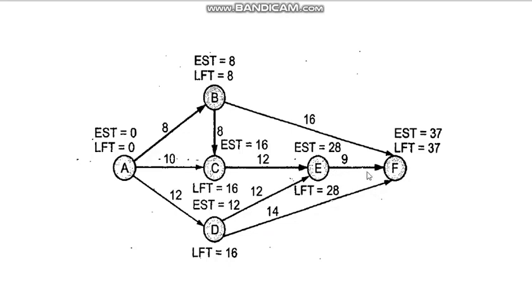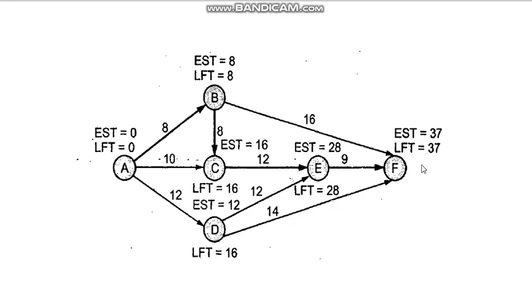But if you are coming through this route E to F, the EST of event E is 28 and the duration of the activity is 9. 28 plus 9 is 37. So 37 is the maximum of the 3 values. So you take the maximum value, that is 37. This 37 is the EST of the terminal point. So this is the project duration, 37.